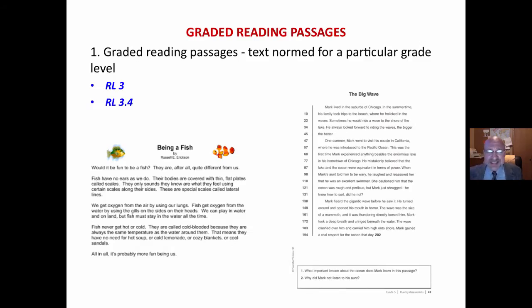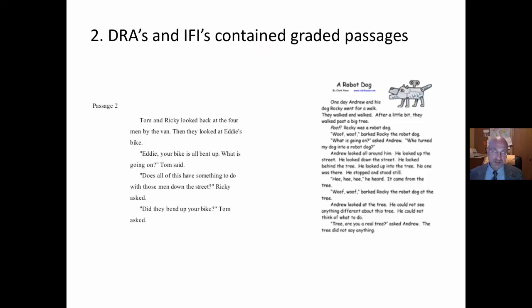First of all, what it is: graded reading passages is a text that is normed for a particular grade level. Reading level 3 means that the average third grader could read that independently. Average means 50% or more could read it independently. 50% or less cannot read it independently. More specifically, if it says reading level 3.4, that means it's been normed for third grade, fourth month. The average student in the third grade, fourth month could read that passage independently.